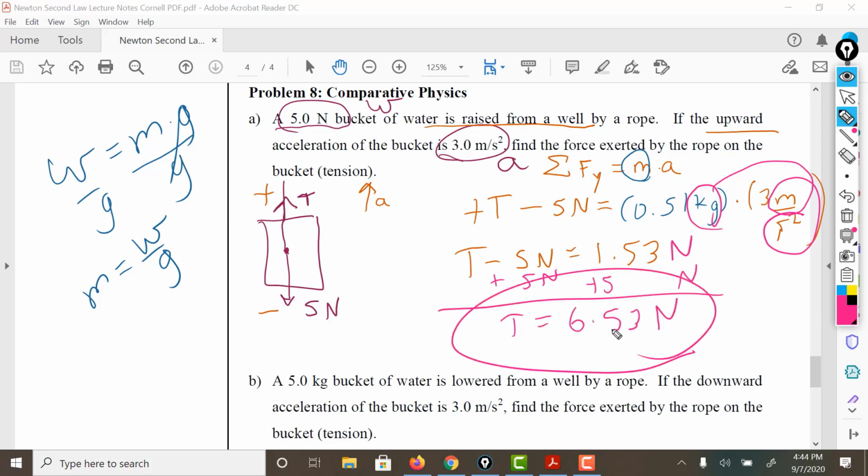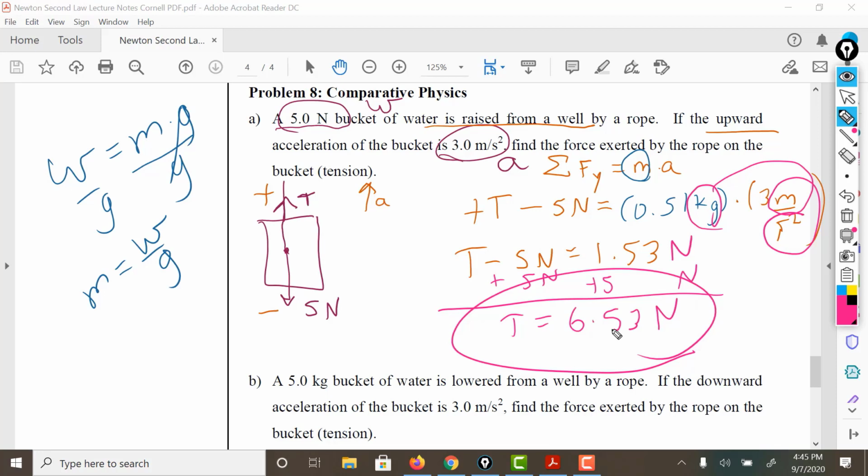Now, I should have asked you this at the beginning, but we have an answer, but I want you to think about the problem. Should the tension be greater or less than the weight, and why? According to Newton's second law, the greater force will be in the direction of the acceleration. So in this problem, if the acceleration is going upward and the tension is going upward, the tension must be larger than 5. Even before we started this problem, we should have thought about that and said, okay, whatever we get needs to be bigger than 5 newtons, otherwise it's a wrong answer.